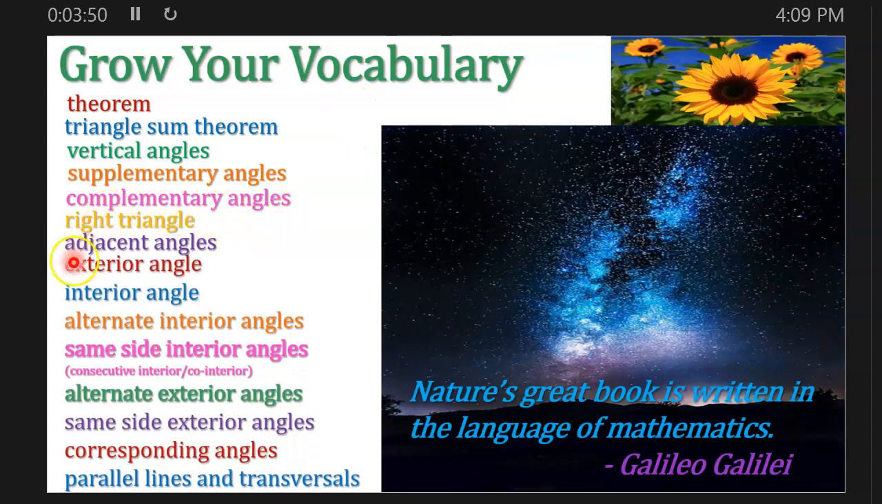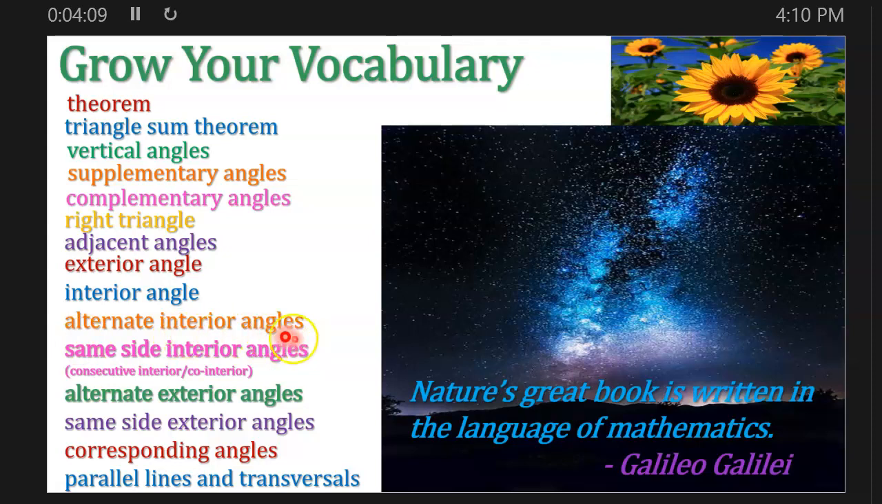Exterior angles are those outside of the triangle or the parallel lines. And then interior angles are those inside the triangle or the parallel lines, or any shape really. It could be a square, exterior to the square, or interior inside the square, that kind of thing.